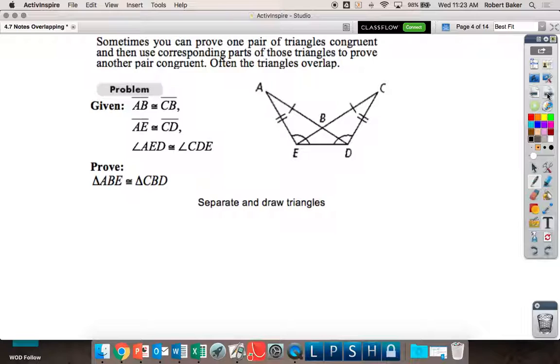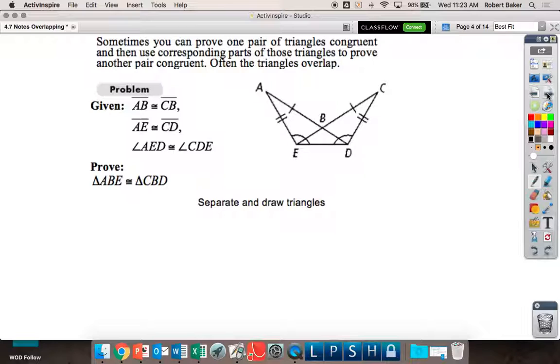Okay, wait a second. What? Back it up. That's confusing. So we started with, do you see how many triangles are in this picture? Yes. 1, 2, 3, 4, 5. That's a lot of triangles.